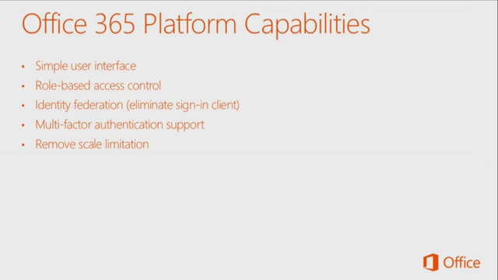So, platform capabilities: a simple user interface. We're now pretty much the same across platforms for our management interface. Role-based access control, identity federation, so we're going to eliminate the sign-in client, multi-factor authentication support, and we're going to remove the scale limitation, so we can scale Office 365 as large as we want. It can be as small as one user, as large as thousands of users. Exactly, so we can have multi-thousands of users on an Office 365 tenant.